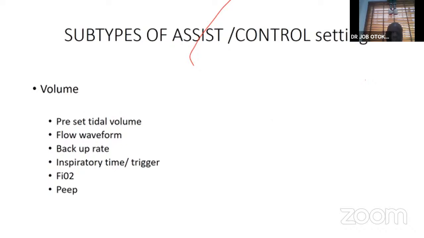These are the things. What about the ventilation settings for volume? You preset the tidal volume, there's a flow waveform, then you set a backup rate in case of any apnea. You also preset the respiratory time, and then the trigger sensitivity. Don't forget the FiO2 and then the PEEP.